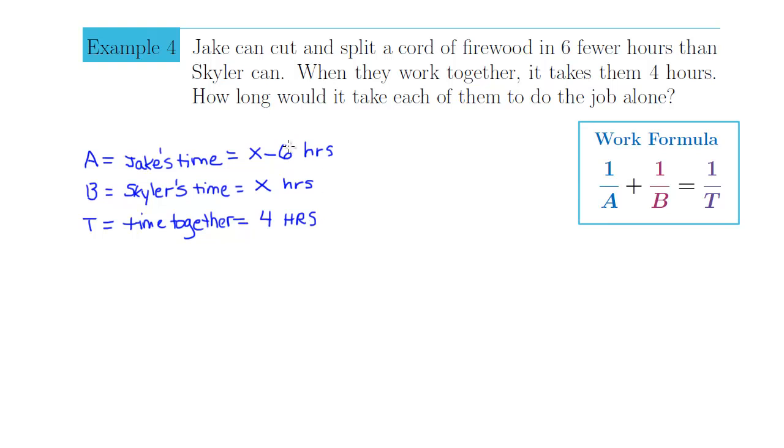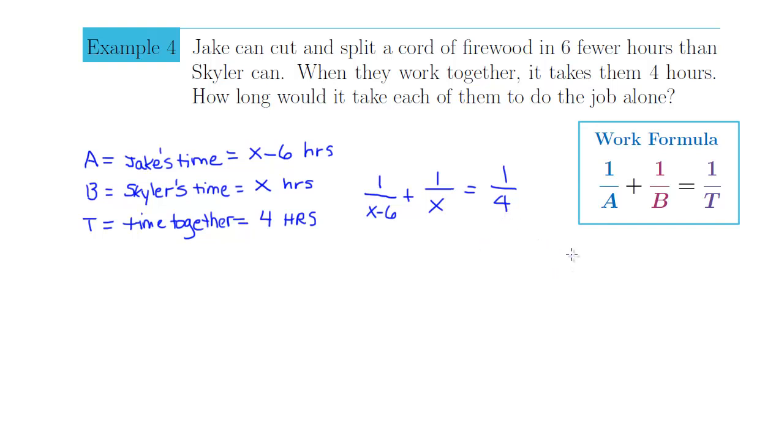And we now have expressions for our variables a, b, and t that we can substitute back into our work formula. Our equation becomes 1 over a, or 1 over x minus 6, plus 1 over b, or 1 over x, equals 1 over t, or 1 over 4. Here is the rational equation that we are going to use to solve this problem.